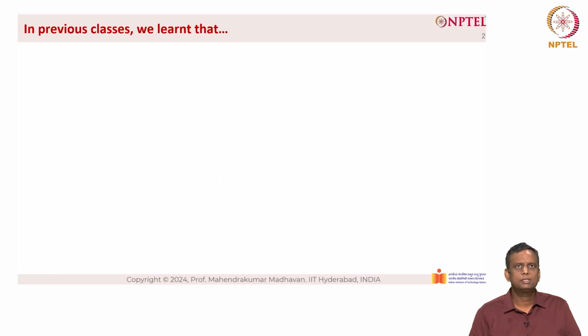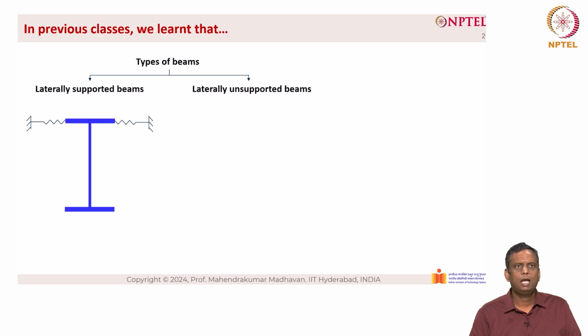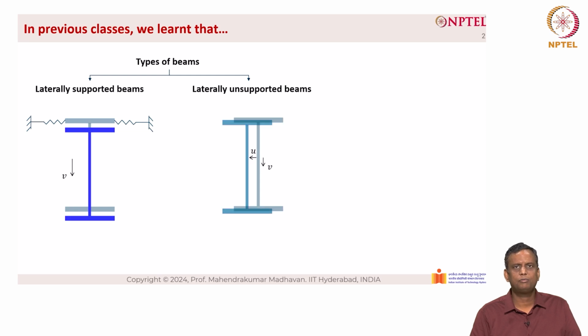In the previous classes, we have learned that there are two types of beam. One is called a laterally supported beam and another is called a laterally unsupported beam. The laterally supported beam is supported at the compression flange, and when it is subjected to a load, it deflects only in the vertical direction. Whereas a laterally unsupported beam deflects vertically slightly and then also deforms in the U direction laterally, and it is also twisting by an angle gamma. Laterally supported beams are governed by strength, whereas laterally unsupported beams are governed by stability.